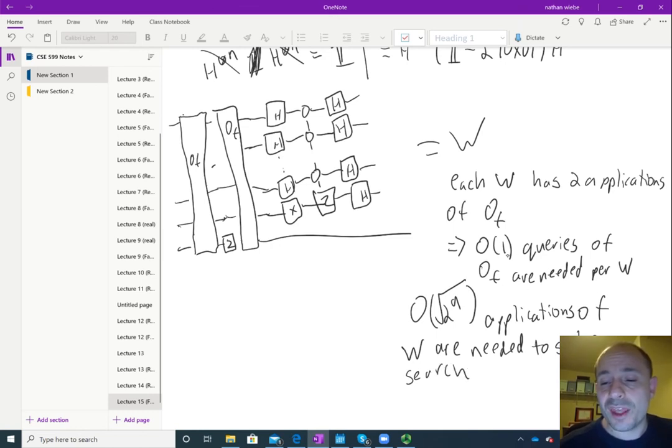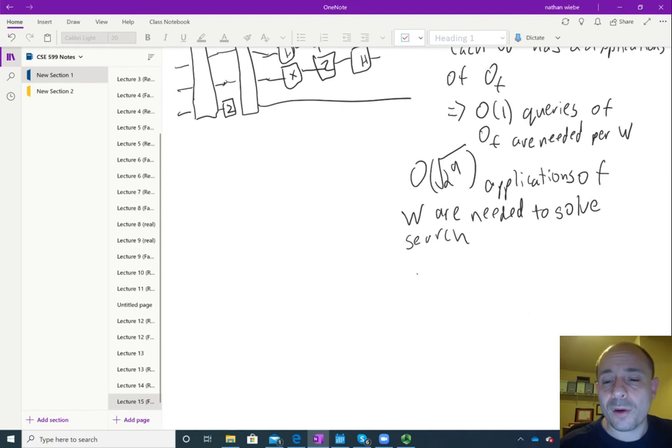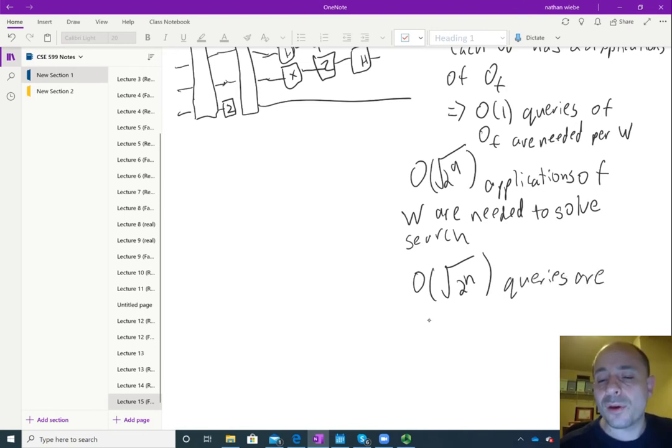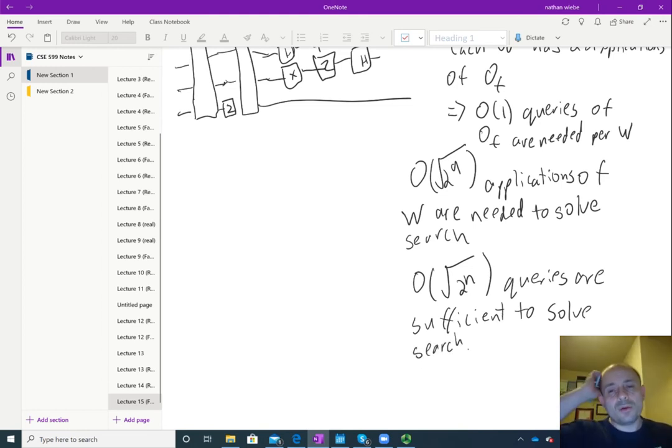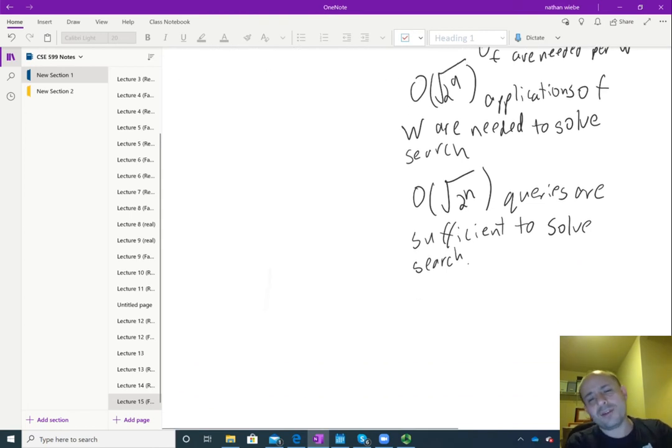And because each one requires order 1 queries, therefore, order square root of 2 to the n queries are sufficient to solve search. Okay, and so this shows that there exists a quantum algorithm that can give a quadratic reduction in the number of queries. And while that's not the same thing as an exponential reduction, it's pretty substantial, and it, in some sense, is kind of surprising.